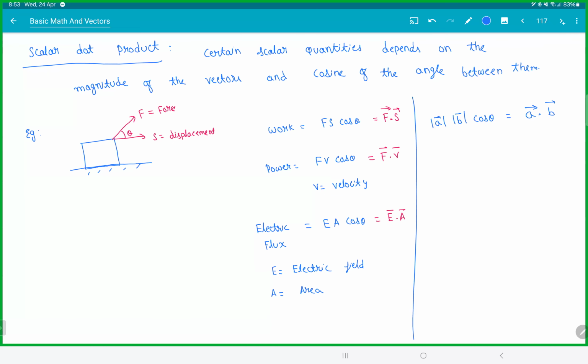Like I was saying, scalar dot product was created by observing a lot of quantities. But let's see what is the physical significance of this. So mod A mod B cos theta is defined as A bar dot B bar. Now, let's see how to use this. Everyone clear with this?